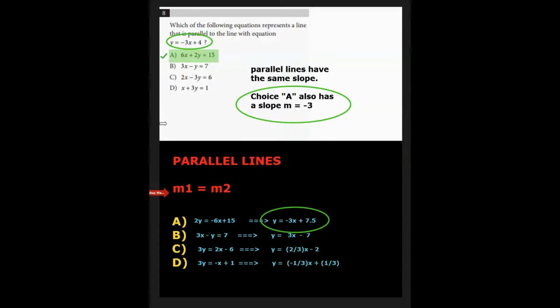But these are all in standard form, so we want to convert each one into slope-intercept form. The way to do that most efficiently is, here for A, first I'm moving the y term so that it's alone on the left. Subtract 6x, and we get 2y equals negative 6x plus 15, and dividing by 2, choice A was correct, we get that y equals negative 3x plus 7.5. That means that this line has an intercept that's 3.5 units above the given line, but it is parallel, with the same downward slope of negative 3. The correct answer was A.